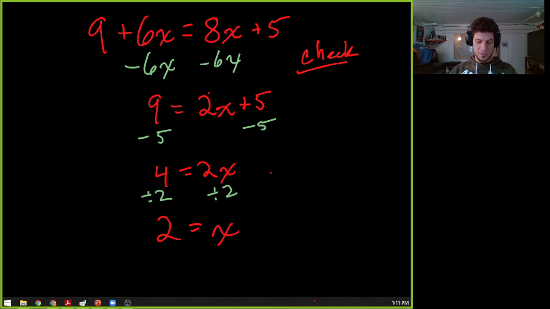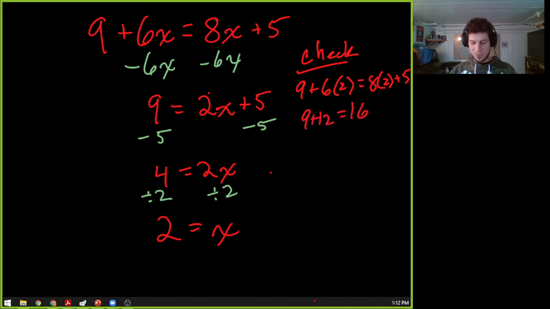We'll substitute our x in there. 9 plus 6 times 2 equals 8 times 2 plus 5. Running out a little space there, but that's okay. 9 plus 12, right? 6 times 2 equals 12. 8 times 2 is 16 plus 5. Hopefully this works out. 9 plus 12 is 21, and 16 plus 5 is 21. This is true, so this is a solution.